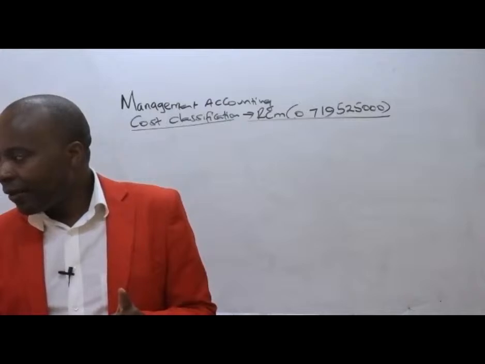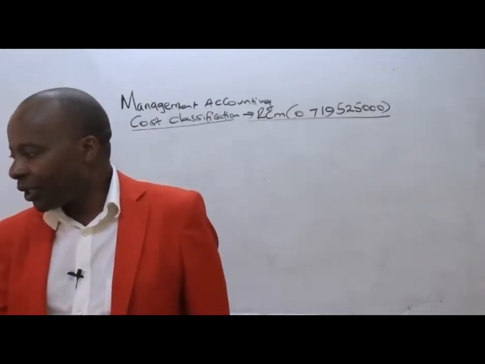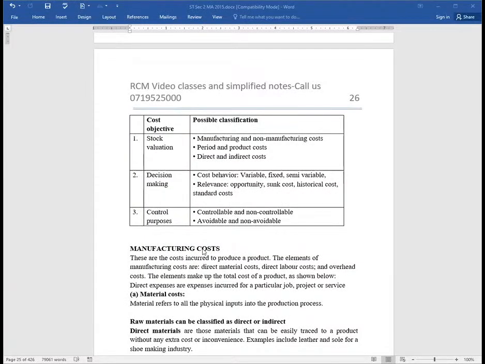Most importantly, you're supposed to understand here that these are costs incurred to produce a product. The elements of manufacturing costs are direct materials, direct labor cost, and the overhead costs, which are directly attributable to production. The elements that make up the total cost of a product are shown below. So they have explained them here. Material cost refers to all the physical inputs into a production process.